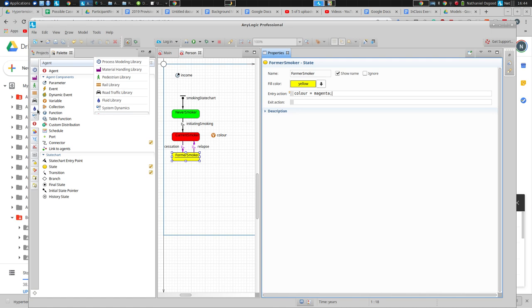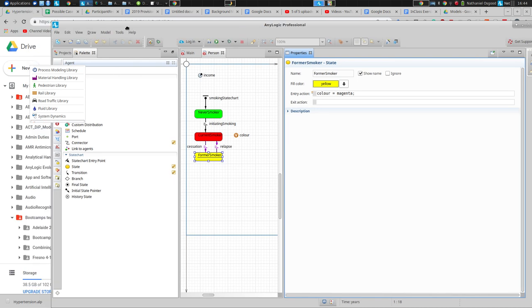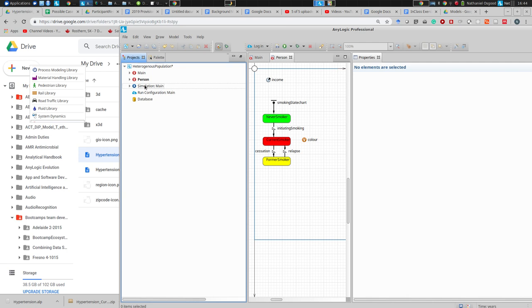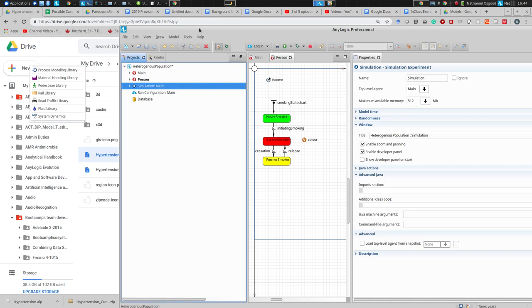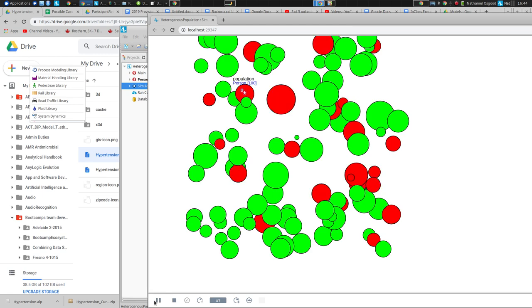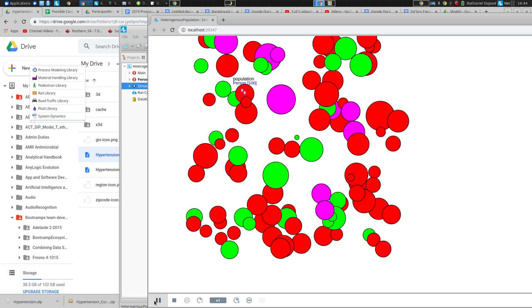Okay, now let's run the model. That's all we have to do. Magenta, M-A-G-E-N-T-A. And we need the semicolon because this is a statement. It says, do this, assign this to color. And it will say, yes, ma'am. Okay, here we go, we're going to run it. And there we go. Do you see any quitters? Do you see any people who are former smokers? But what's happening? They keep on relapsing, and they keep on trying again, and they keep on relapsing.